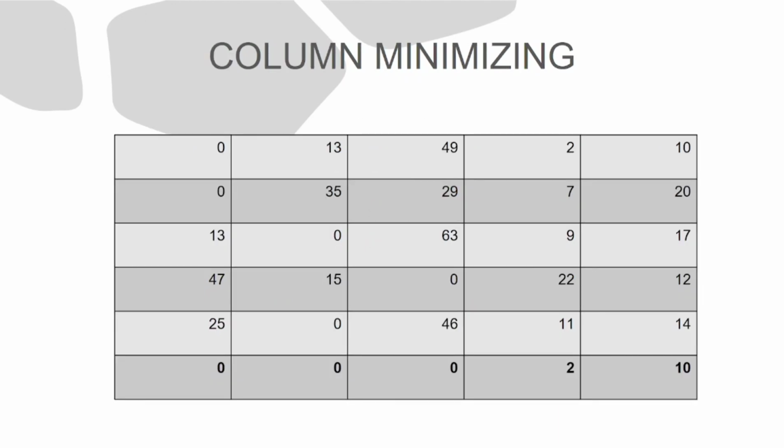Then comes column minimizing. After we subtract the values in row minimizing, we check again column-wise, find the minimum values and subtract them from each element of the cell. As we can see here, in the first column the smallest value is 0, the second column is 0, the third is also 0, and in the fourth column the minimum value is 2. So we subtract 2 from each and every cell in that same column. And in the last one, we have the minimum value as 10, so we subtract that from each cell.